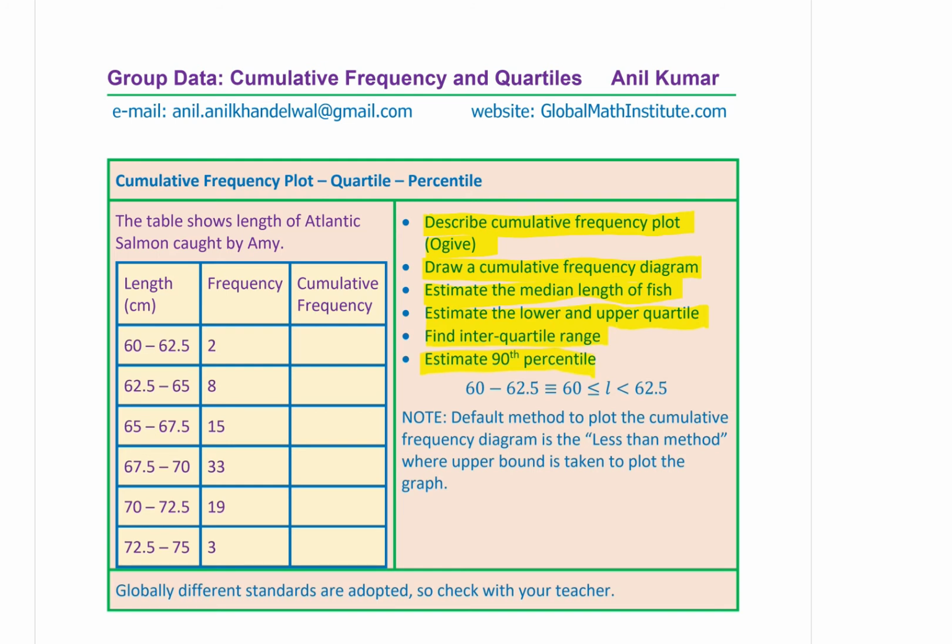Now, before we get into the details, let's try to understand the grouping of this data also. When we say the interval from 60 to 62.5, it really means that we are taking the length of the fish which is greater than or equal to 60, but less than 62.5. So if the length is 62.5, it will be considered in the next interval, which is from 62.5 to 65, right? So I hope this concept is clear to you.